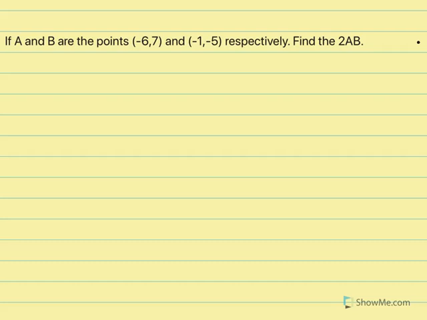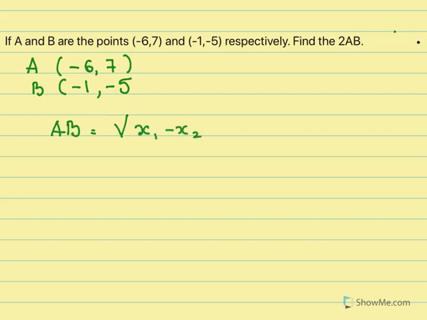If A and B are points, respectively, find 2AB. So coordinates of A is (-6, 7), of B (-1, -5). Now we need to find AB. We use the distance formula, x1 minus x2 the whole square plus y1 minus y2 the whole square.